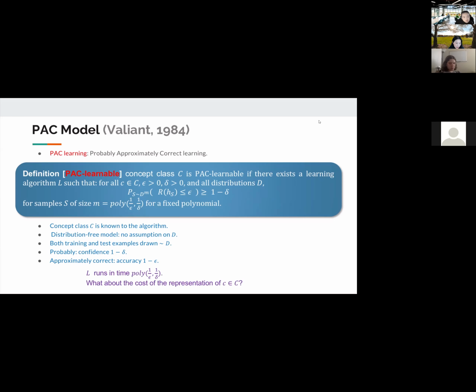All right, another thing I wanted to mention is that it's very important to notice that this algorithm runs in polynomial time in terms of 1 over epsilon, 1 over delta. Polynomial time really means the sample size m is a polynomial function with respect to 1 over epsilon, 1 over delta. So now the natural question to ask is, what about the cost of representation of the concept class C?